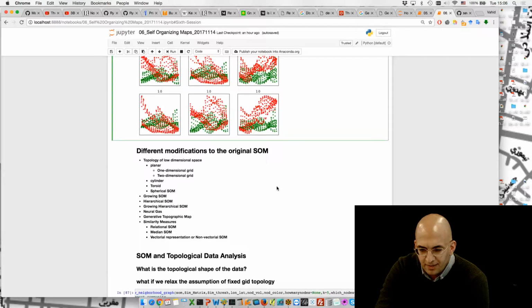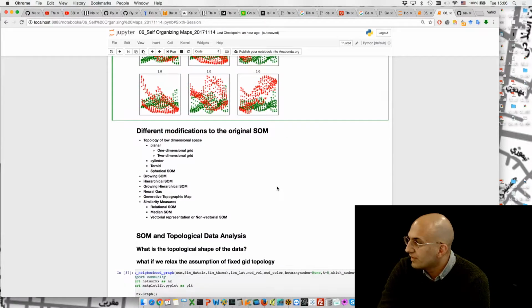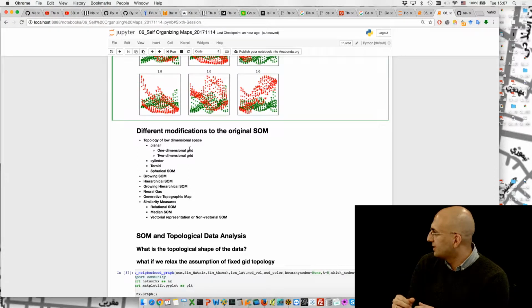So there are a lot of modifications over the last 40 years, maybe more. For example, you can play with the topology. All of these topologies that we talked about so far were grids. So it's like 2 dimensions. You can make it 1 dimension, but it still is a grid, like a linear vector. But it could be spherical. It could be like a cylinder. It could be like a torus shape, right? These are different.